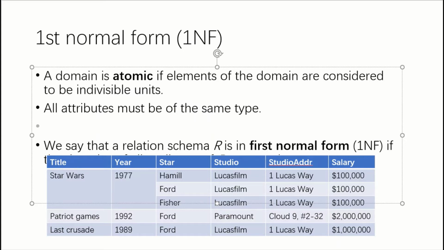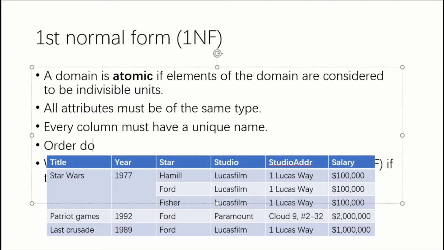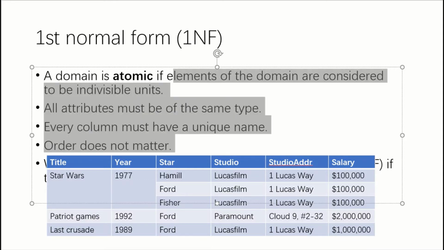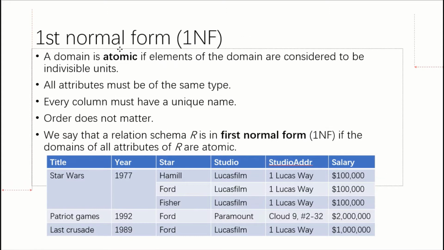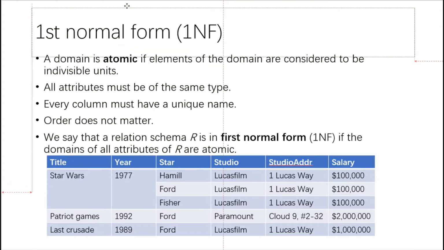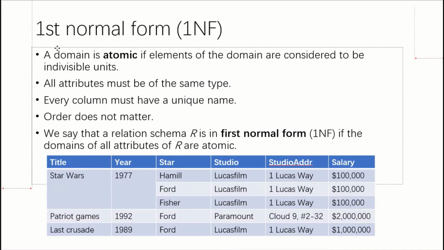Every column must have a unique name, and finally, order does not matter. So these are the 4 different conditions required for something to be in first normal form. As you can tell, it is pretty typical for your database to be in first normal form. Your Excel tables typically will be in the first normal form as well.